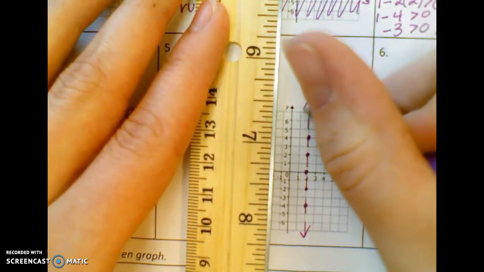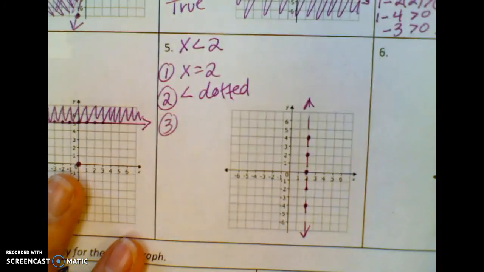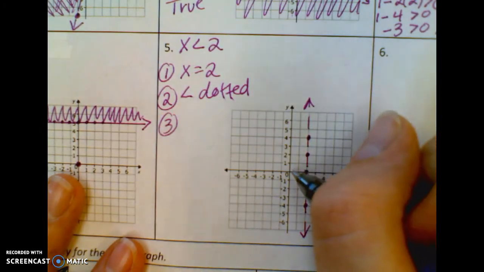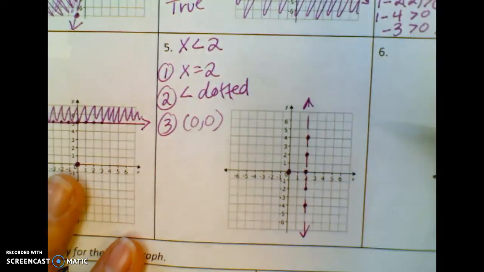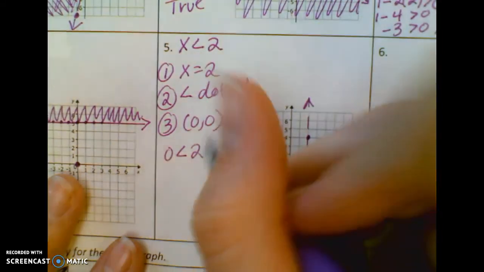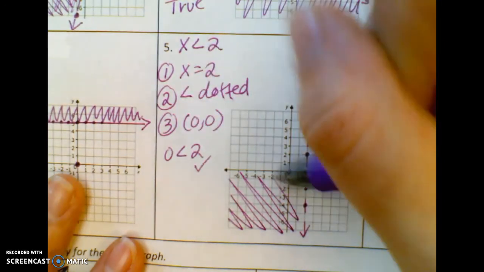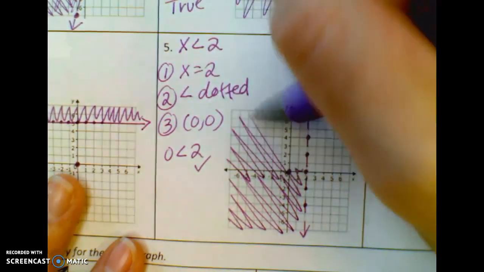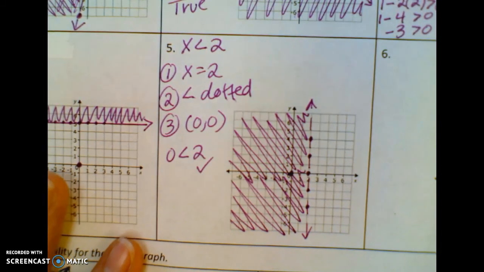And arrows on both sides. Then thirdly, we want to know if our point lies in that area. So pick a point. As usual, I will choose 0, 0 because it's not on the line and plug it in. Is 0 less than 2? And that is true. Yes, 0 is less than 2. So I'm going to shade the part that has 0 being less than 2. That is that area there.